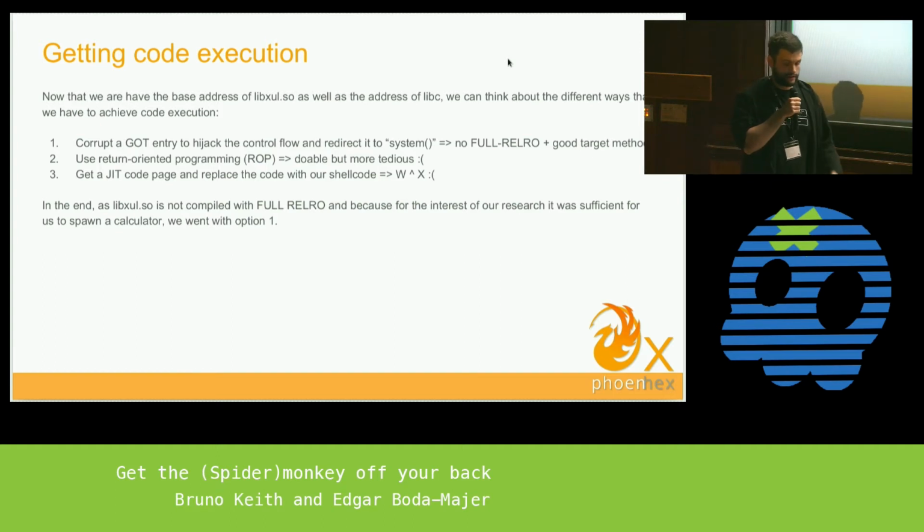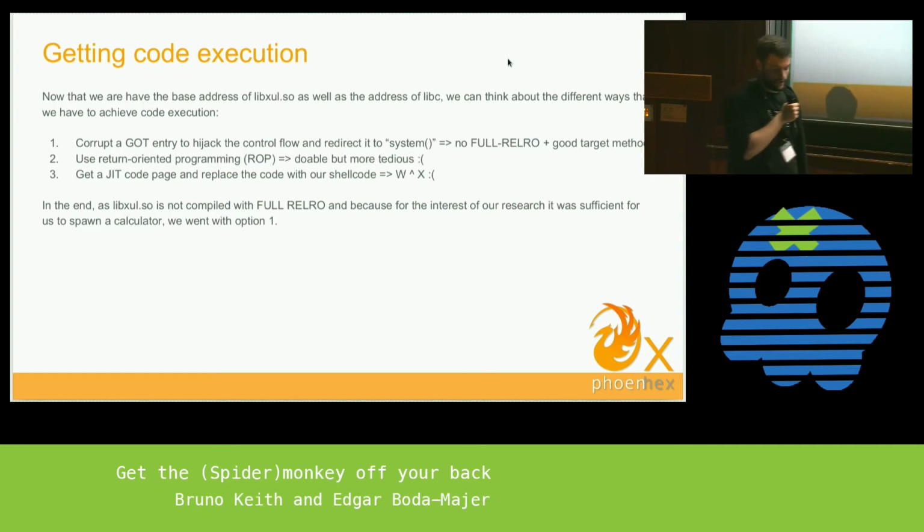The last thing for us to do now is get code execution. We can think about the different ways that we have. The first one is pretty standard, if you play CTF, that's bread and butter: you corrupt a GOT entry to redirect the control flow of a certain function to system. System in libc, for those who are not familiar, just executes the string that you pass inside the shell, so you can run shell commands with that. We can use return-oriented programming. Should be doable, we have the address of the stack, but it's always tedious, so if we have something else, let's use that. And third, which is pretty standard when you try to exploit a JavaScript engine, is to get a JIT code page, which used to be both writable and executable, so you could just put your shellcode there and then call the function that was JITted.